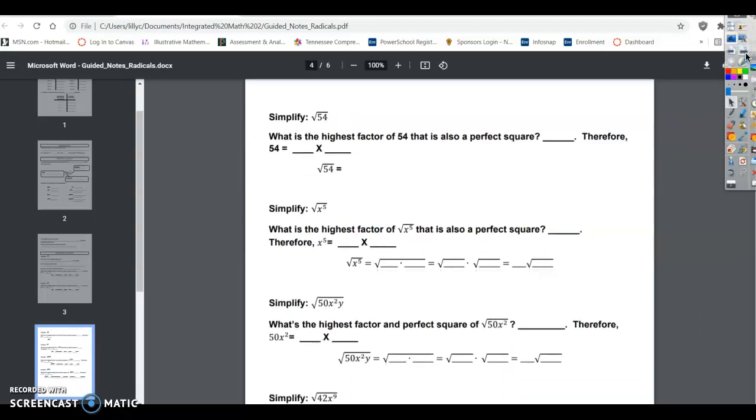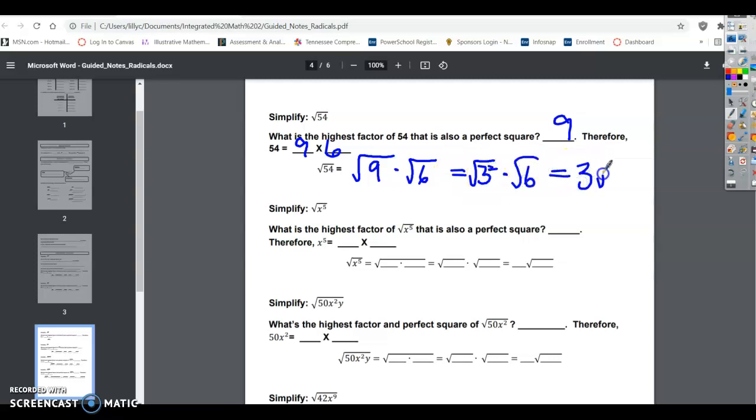All right, let's look at the next example, square root of 54. So 54 has a perfect square of 9 that goes in it. Okay, 9 times 6 is 54. And to simplify that, we would have square root of 54 equals square root of 9 times square root of 6. And we can write that as square root of 3 squared times square root of 6. And that becomes 3 square roots of 6.